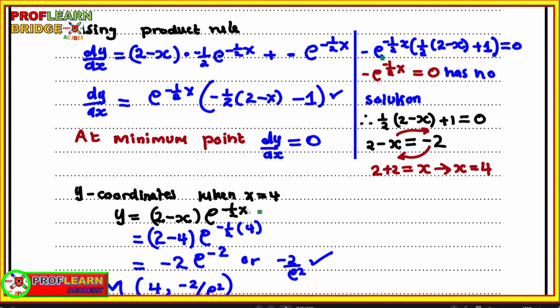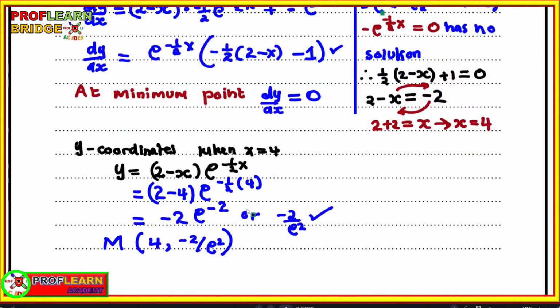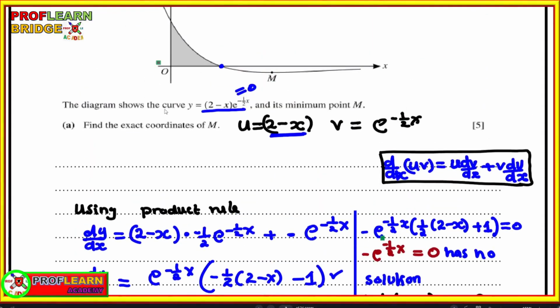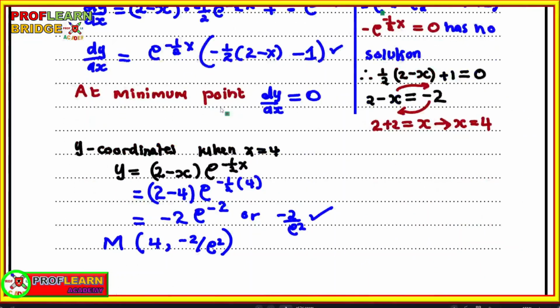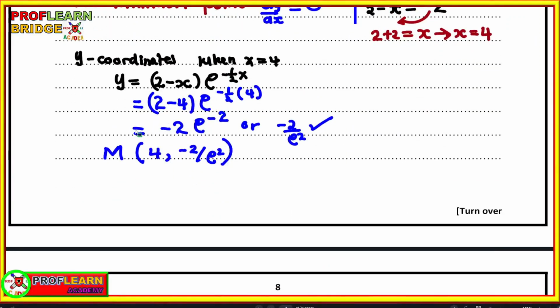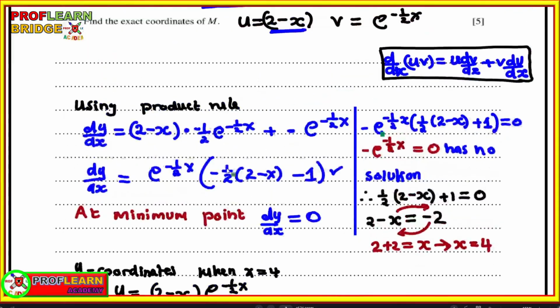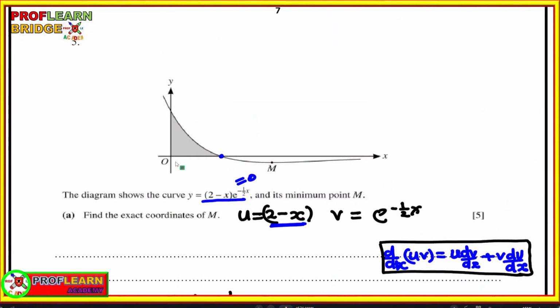Then to get the y coordinate, you need to substitute x equals 4 into the original equation that we were given at this given point. And I got my y coordinate to be -2 e to -2, which can also be written in this form. So m is going to be 4, -2 over e squared. So that is how you are supposed to work out that bit.